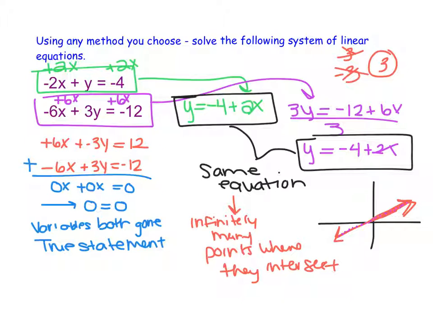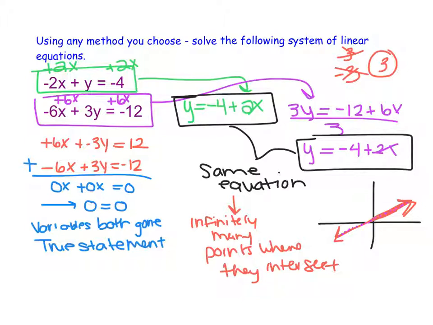So it's not all real numbers or all real solutions, because that's not a solution, and that's not a solution, and that's not a solution. So it's not every single coordinate that exists, but there are an infinite number of solutions that exist for these two lines because they lie directly on top of each other.